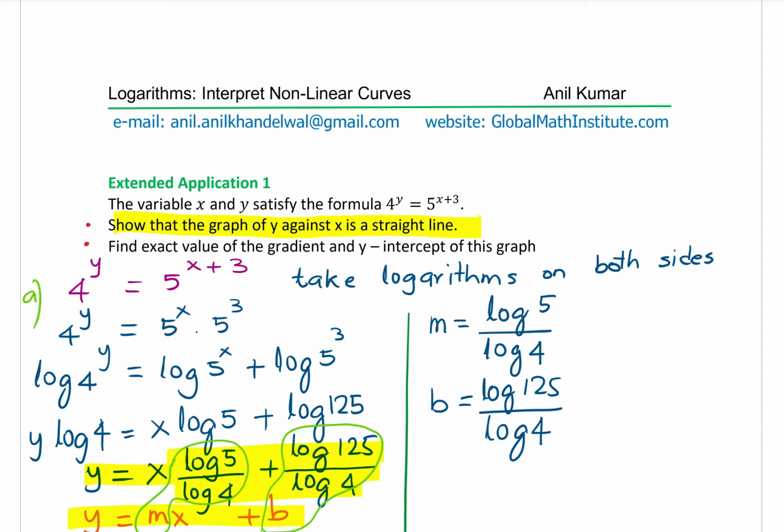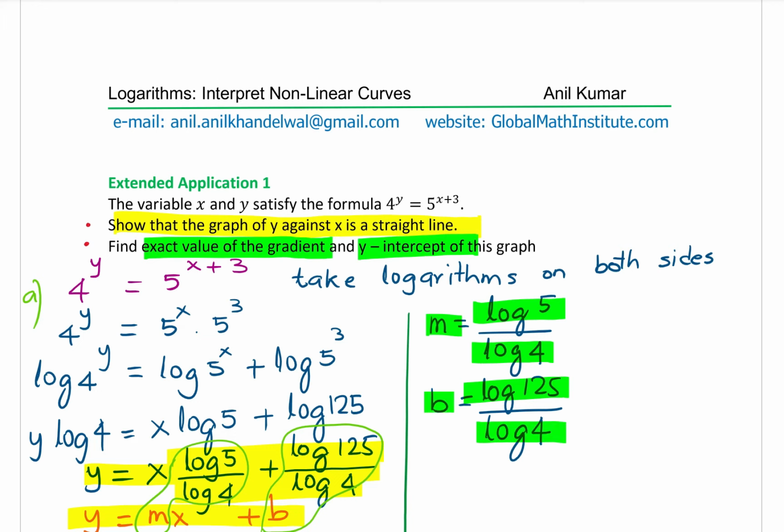Now look at part B, which is to find the exact value of the gradient. The exact value of the gradient, meaning the slope, is the ratio of log 5 to log 4. And the y-intercept is here. Do you see that? That is how you could answer the very first question.